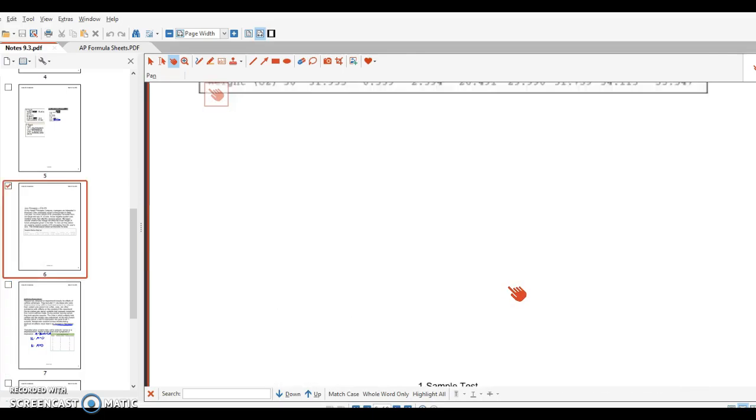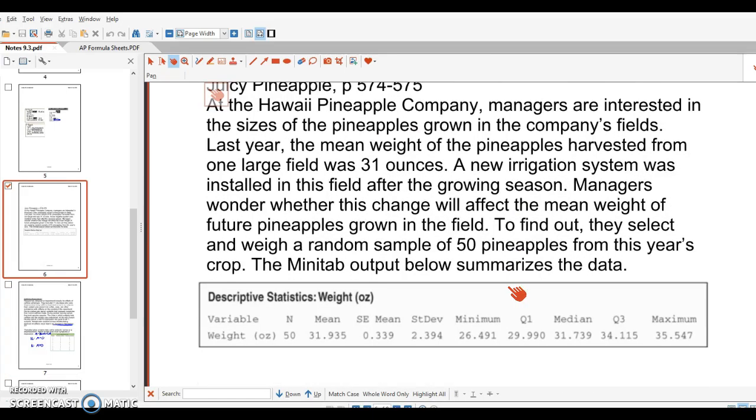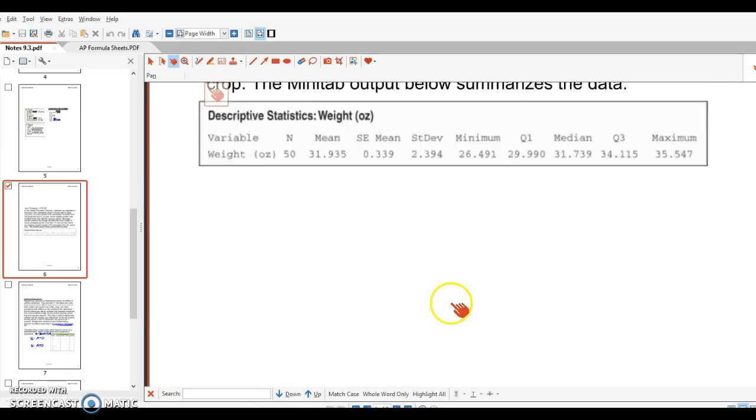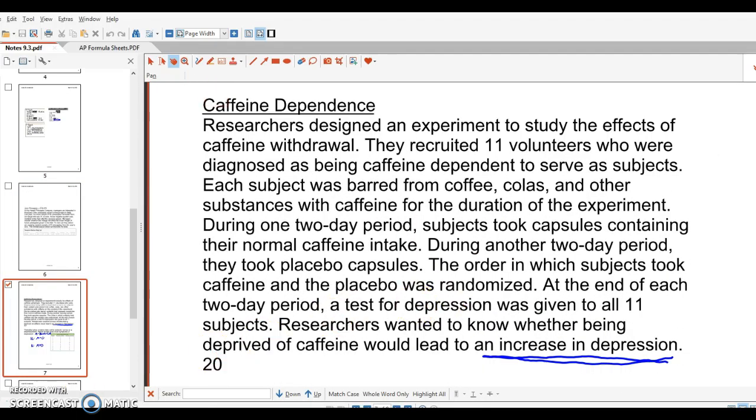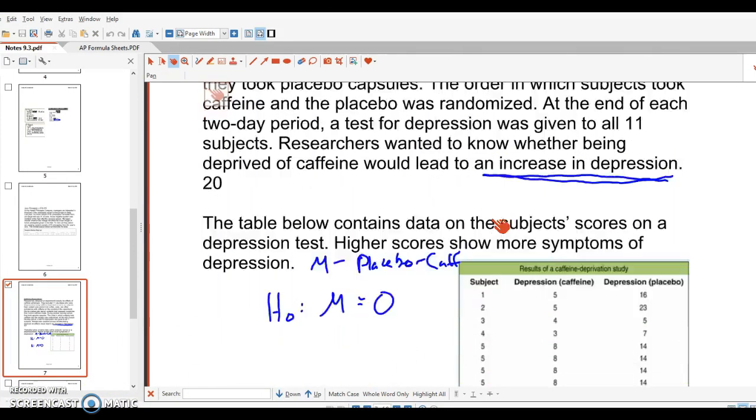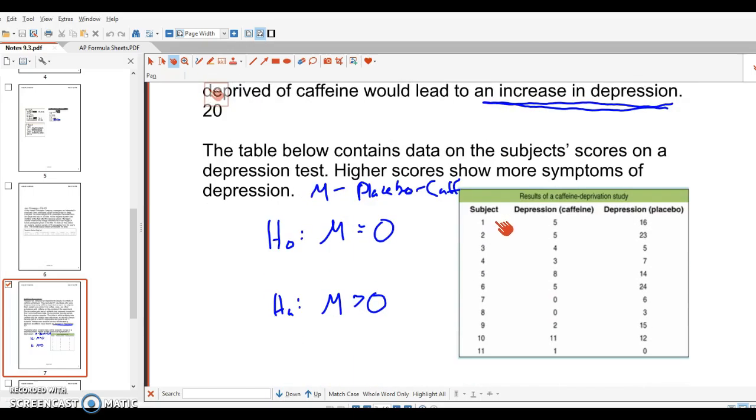I'm going to skip the pineapple example. If you want another example, you can check out page 574, 575. Take a look at how they get information from a computer printout, because I want to jump down to caffeine dependence. For caffeine dependence, we are interested in whether there is a difference in the depression score of people, whether they are caffeinated or not. So what we're going to do is take a depression score with and without caffeine. This is a matched pairs design, and test whether the average difference is 0 versus average difference greater than 0.